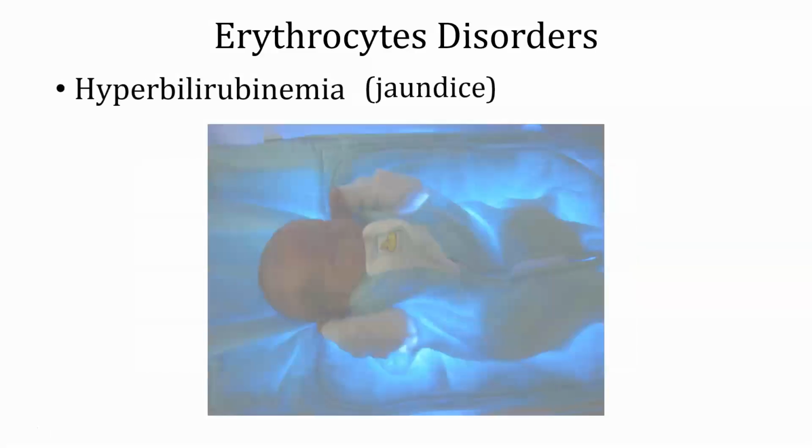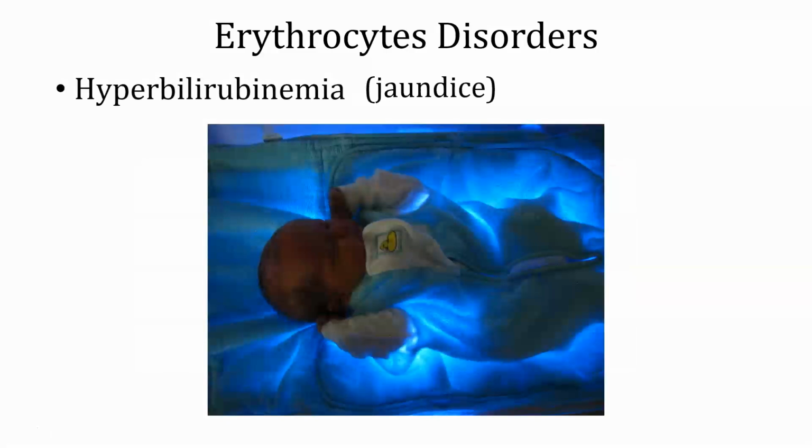This also happens in infants occasionally, especially premature infants, because the liver isn't quite fully functional yet, so they might have jaundice, and if that's the case, they will sometimes subject them to blue light, and that blue light is interesting in that it actually strikes the bilirubin and breaks it down.